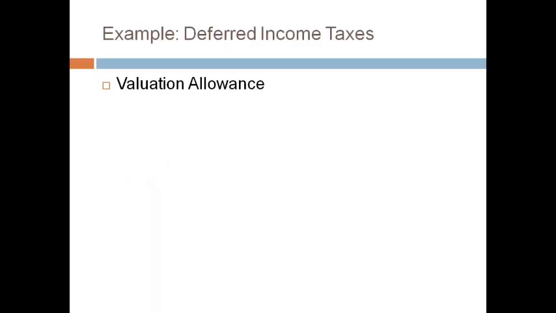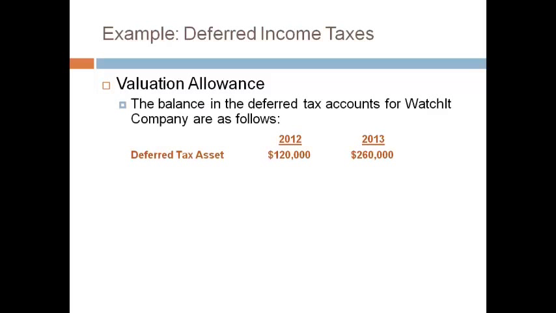Let's look at an example of how to record a valuation allowance. The company had a deferred tax balance of $120,000 in 2012 and $260,000 in 2013. At the end of each period, the company has to make a determination of how much of the deferred tax asset will be used for future benefit.